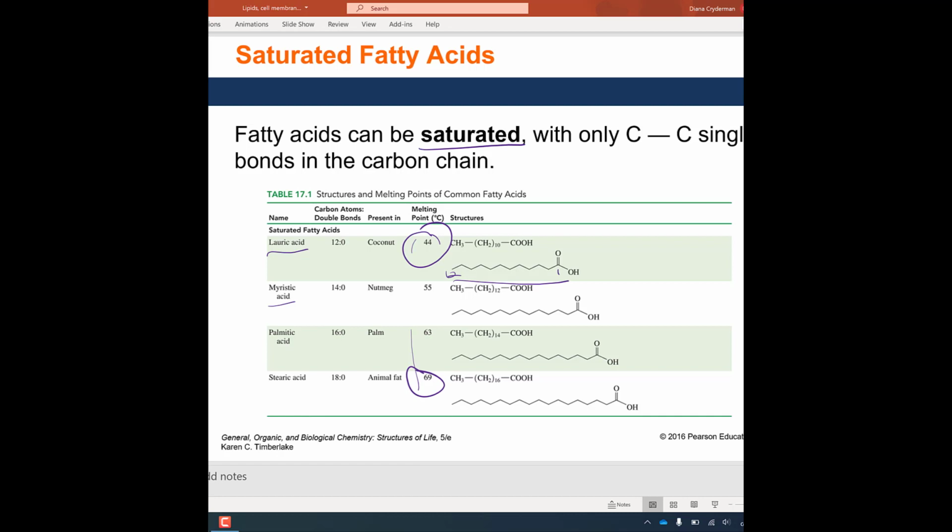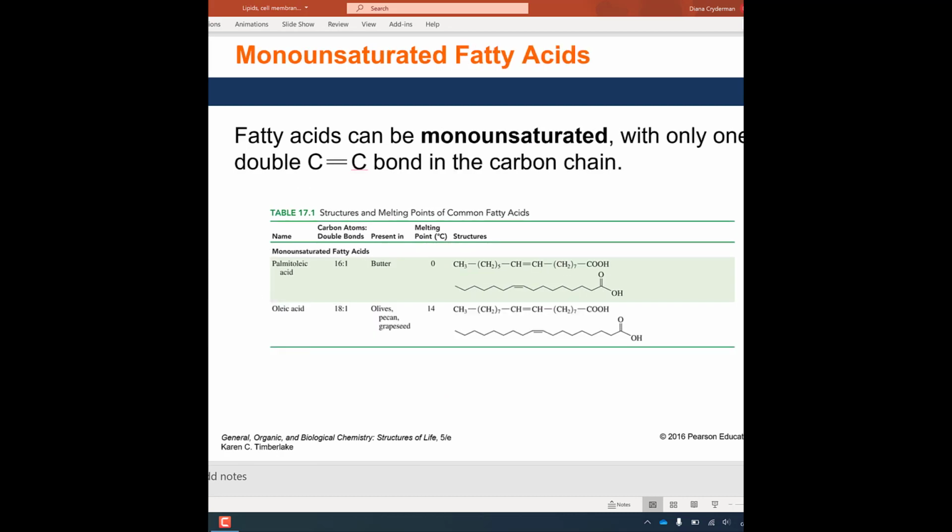So here are some monounsaturated fatty acids. So that means 1 carbon-carbon double bond. Palmitoleic acid, so here is that unsaturated spot. This is present in butter. Oleic acid is present in olives and grapeseed oil. Here is that single, or I should say that 1 double bond.